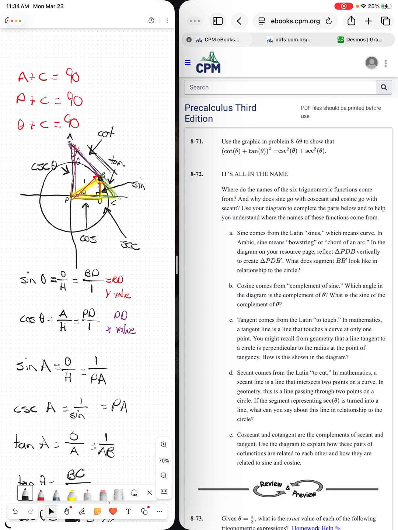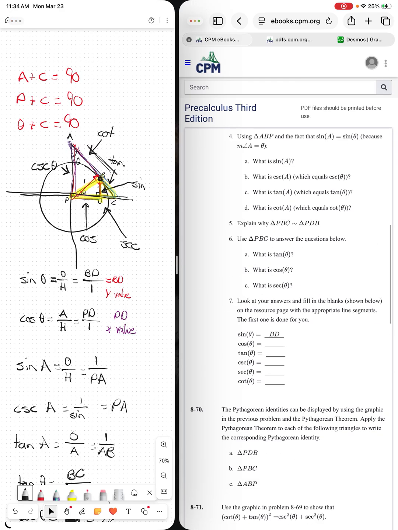Secant means to cut. In mathematics, a secant line intersects a curve at 2 points. If you look, the secant line cuts through the circle. And then cosecant and cotangent are the complements of secant and tangent.